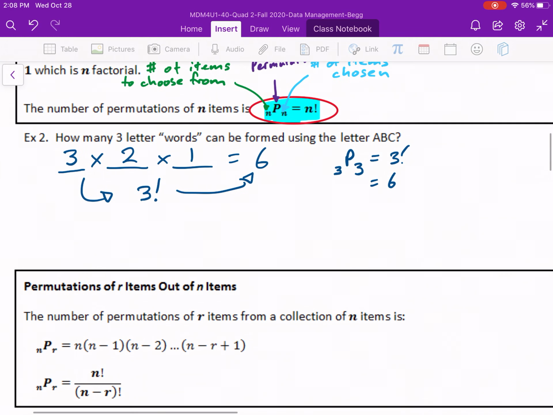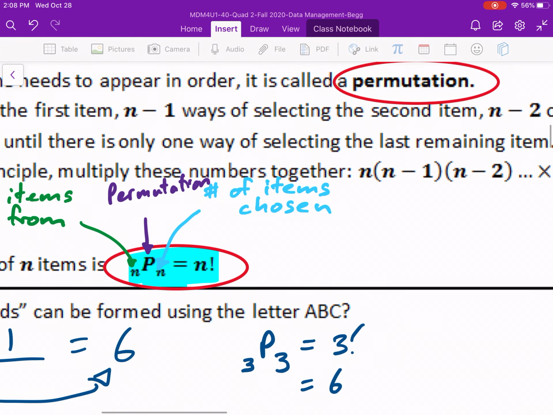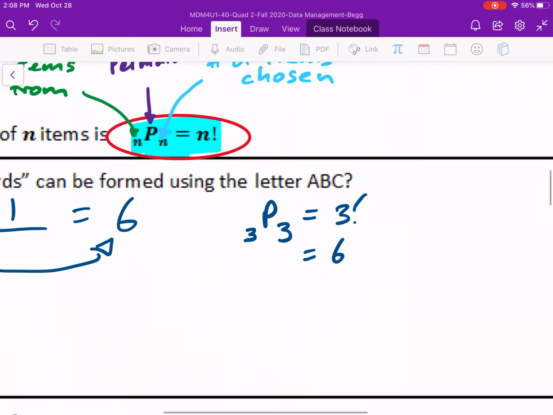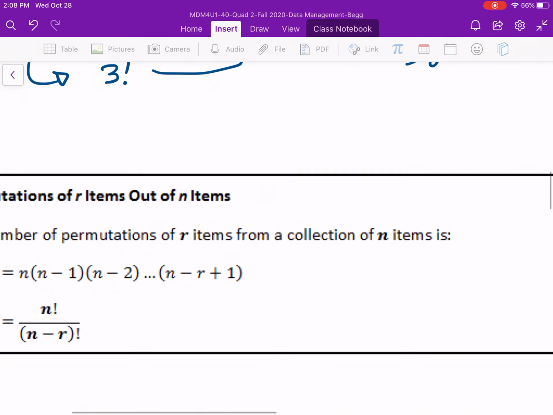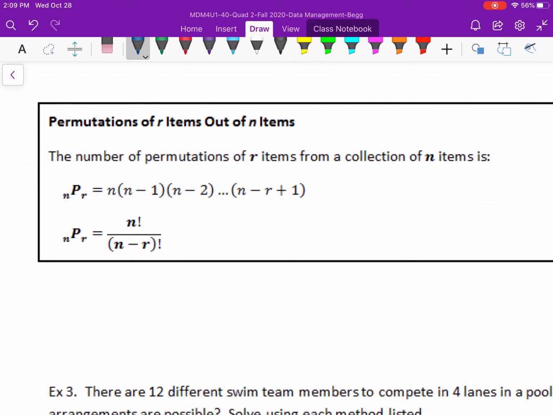Now that was arranging all the items, but we don't have to arrange all the items, as I've already said. That thing I've written in baby blue, where it says number of items chosen, can in fact be any number less than n. Let's say I've got 26 letters in the alphabet and I want to randomly arrange as many 3-letter words as I can. Well then n would be 26, but r would still only be 3 in this case.